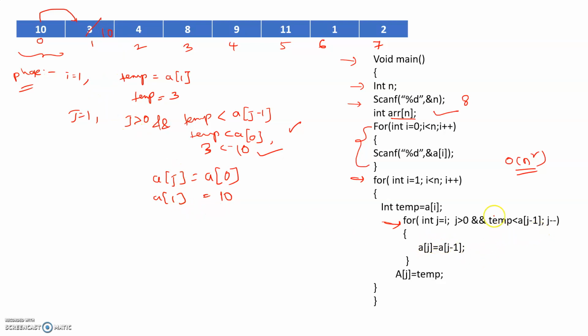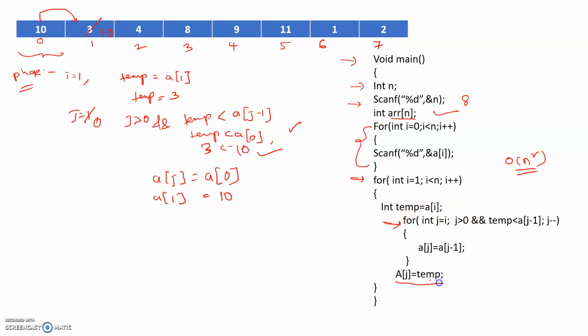After this I am going to do the j decrement, j value decrement. Actually j value is 1, now it is decremented to 0. What will happen here? 0 greater than 0, condition false. We are not going to do any kind of comparisons for the iterations. So I am coming out from this for loop.